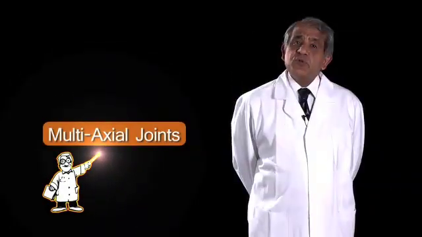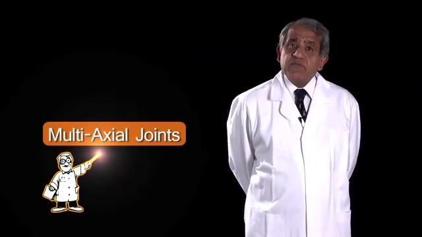In certain joints, there is so much versatility of movement that the individual parts can be moved about several different axes. Such multi-axial joints are best exemplified by the shoulder joint.